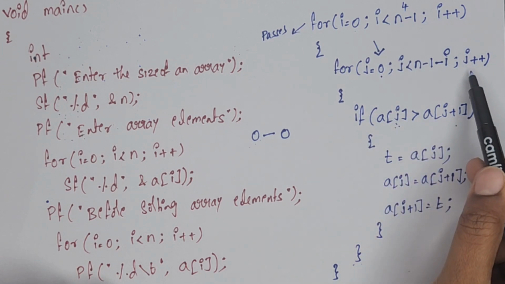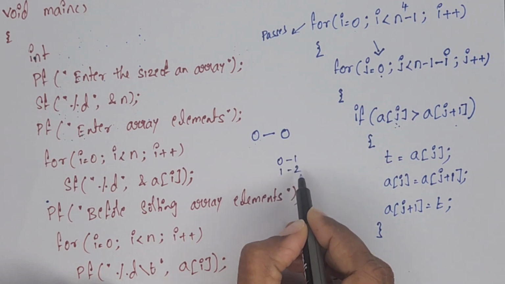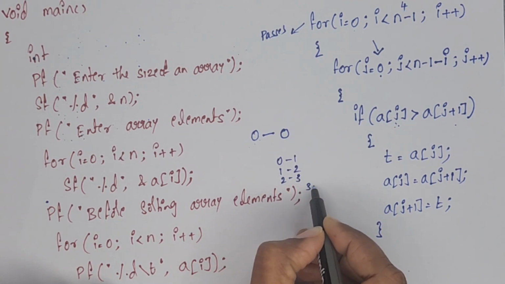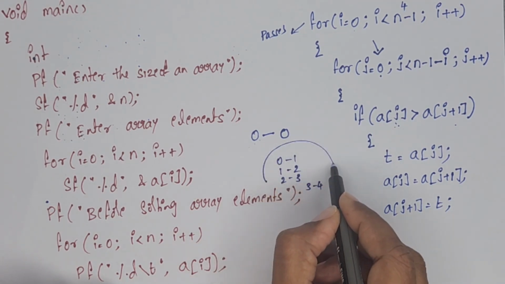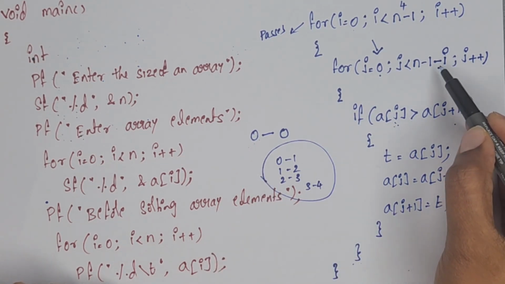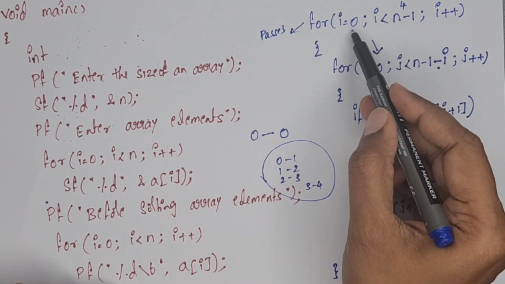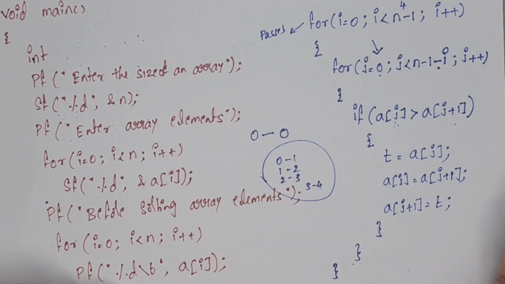Next, j is incremented by 1. So 0th element, first element, second and third and fourth. Like this, these many comparisons it will perform. Once the condition becomes false, simply it will exit from the for loop. Next, i is incremented by 1. i is 1, it means next pass.